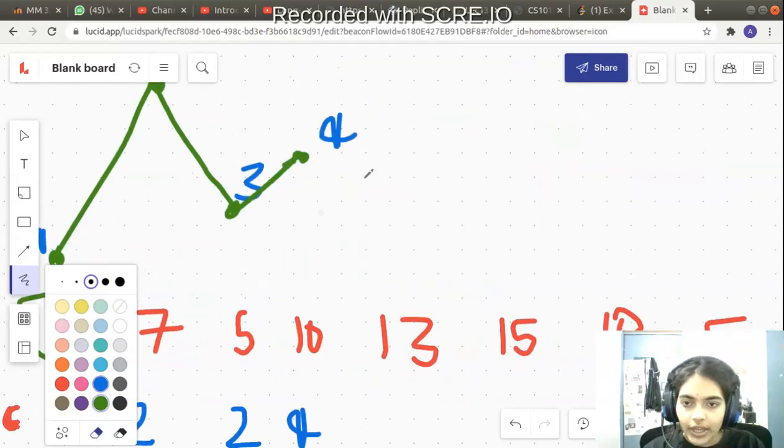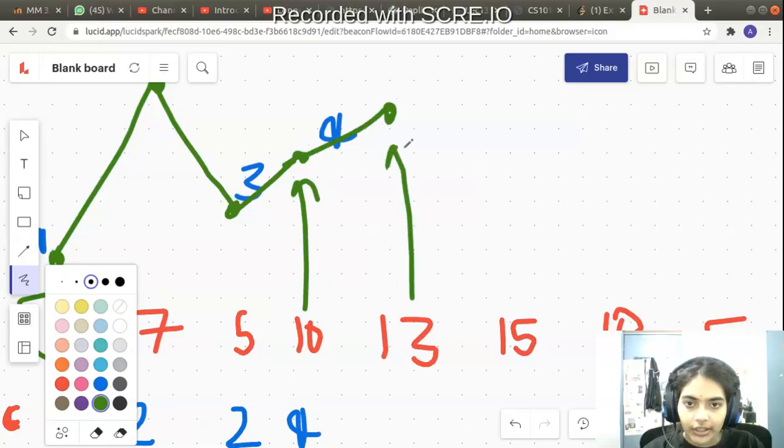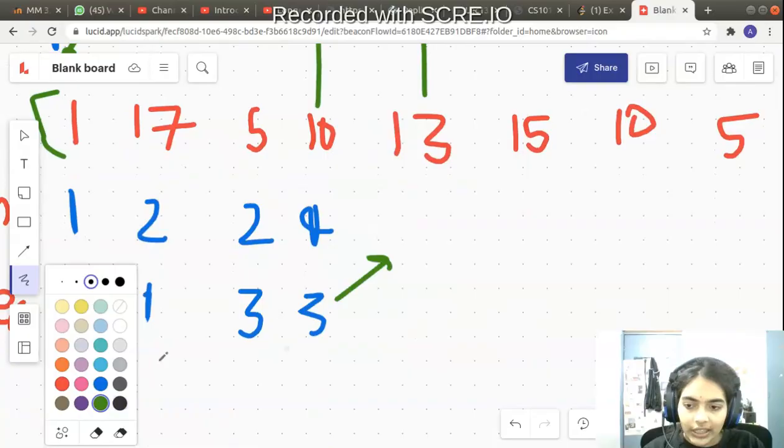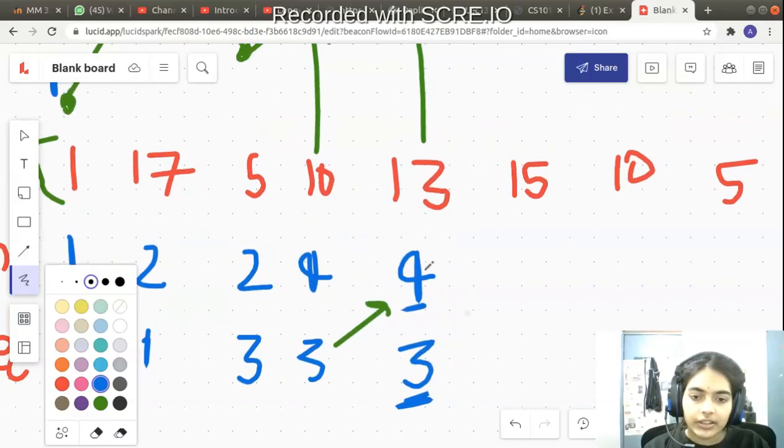So now we have got 4 nodes. Let's go from 10 to 13. So from 10 we are going to 13, right? Now we will do the same thing. From the decreasing variable we will increment 1, and the decreasing quantity will remain the same. So the increasing variable becomes 4. The decreasing variable remains 3.